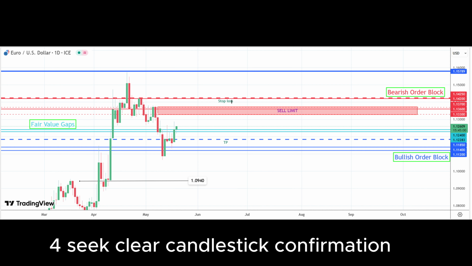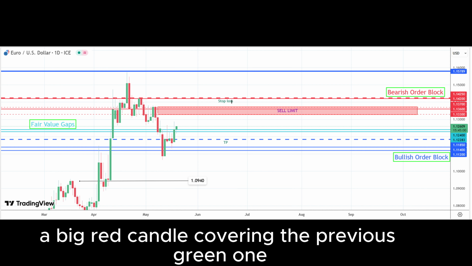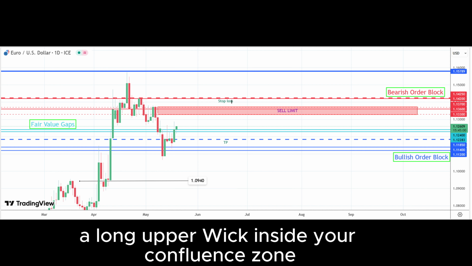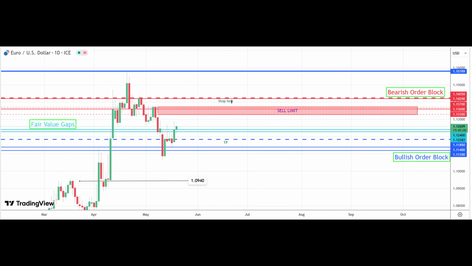4. Seek clear candlestick confirmation. Watch for a bearish engulfing candle, a big red candle covering the previous green one, or a pin bar rejection, a long upper wick, inside your confluence zone. These candle shapes show that sellers have stepped in and absorbed the buyers.